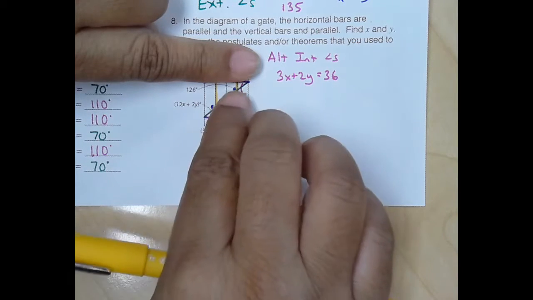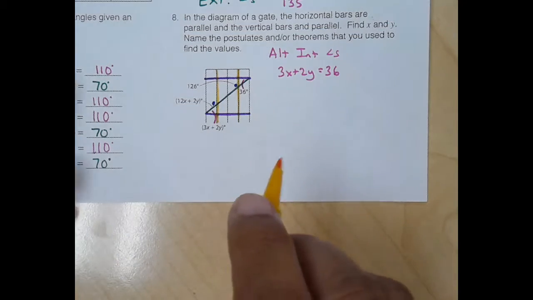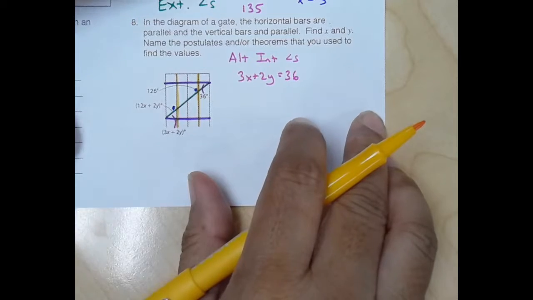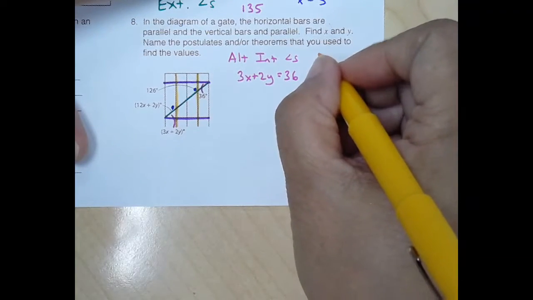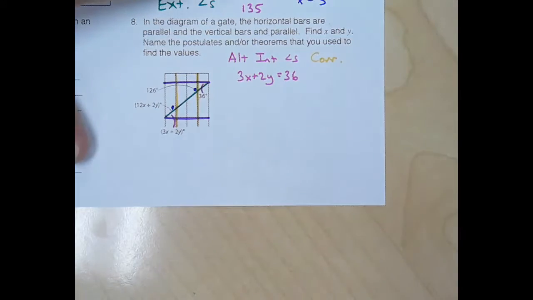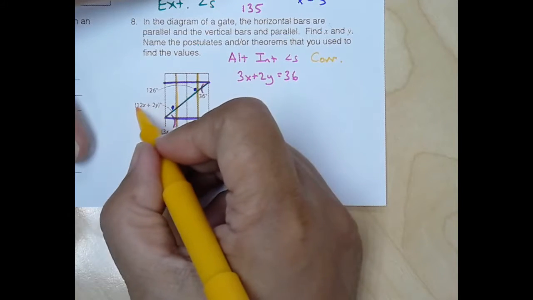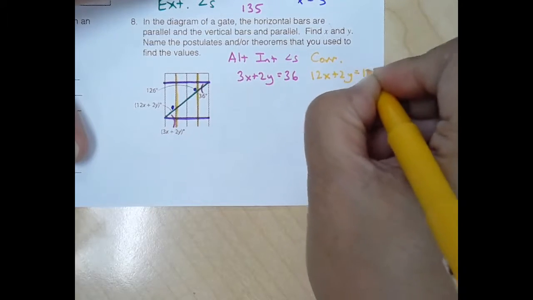And since those are corresponding angles, they are actually equal to each other. Remember, it's only same side that add up to 180. So our other equation, in knowing that it's corresponding, and I'll abbreviate corresponding, these are equal to each other. 12x plus 2y actually equals the 126.